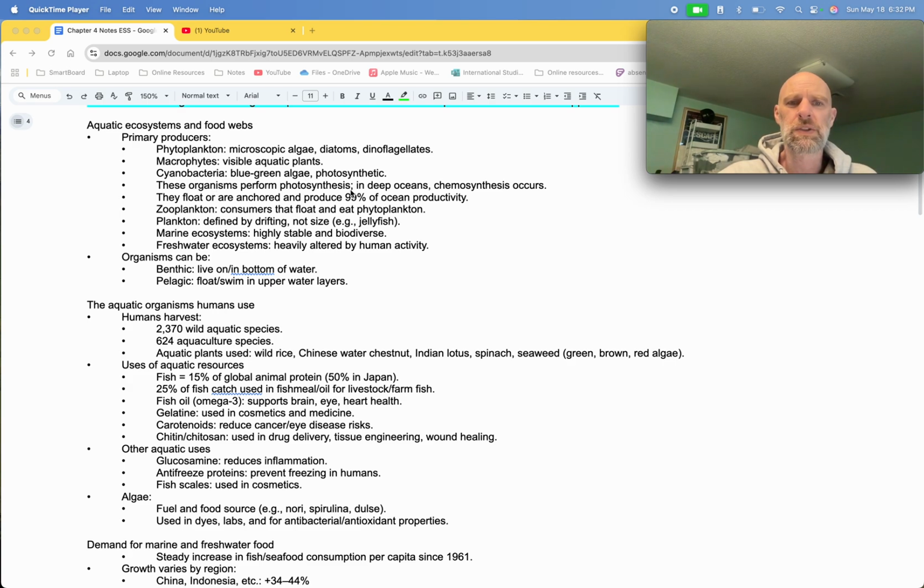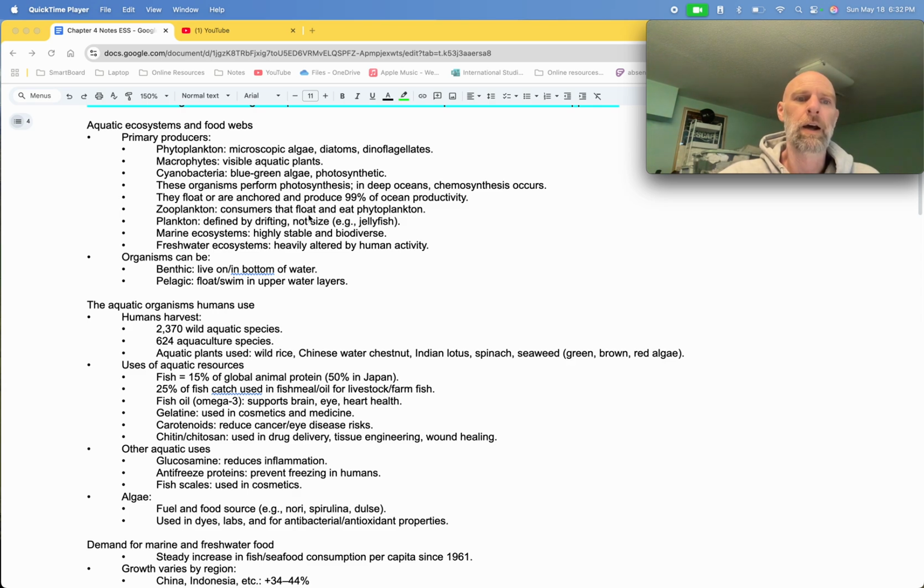Organisms perform photosynthesis in the oceans. Chemosynthesis occurs in the deep oceans. They float or are anchored and produce 99% of the ocean's productivity. Yep, so kind of important. Zooplankton come along and they eat the phytoplankton. And then the zooplankton get eaten. So plankton are defined by drifting, not size, e.g. jellyfish.